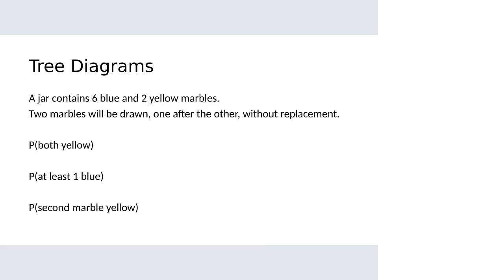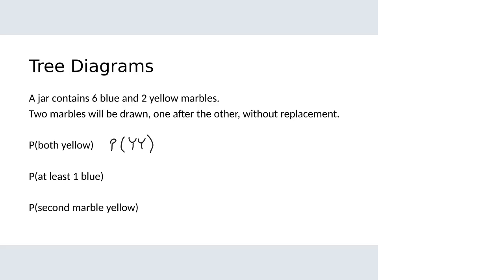A jar contains 6 blue and 2 yellow marbles. 2 marbles drawn, one after the other without replacement. That's what we just drew the tree diagram for. First question says, what's the probability that they're both yellow? To be fair, this is yellow followed by yellow. We wouldn't really need a tree diagram for this question. We could just find the probability of yellow on the first, yellow on the second, and multiply.